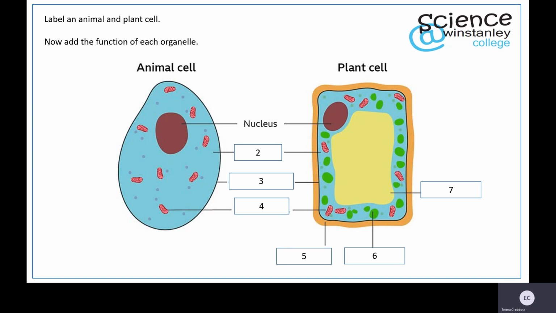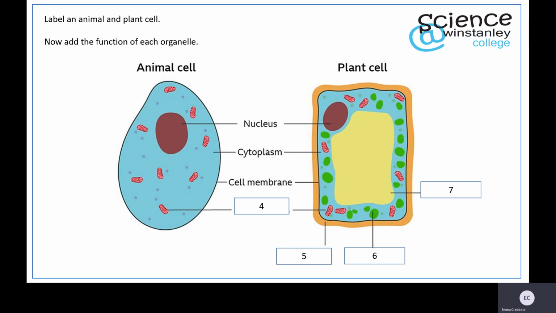So number 1, pointed to that big blob in the animal and plant cell, is a nucleus. Number 2, which is pointing to that blue jelly-like substance, again in both the animal and the plant cell, is pointing to the cytoplasm. Number 3 is pointing to the black line that surrounds the animal cell and the plant cell, but it's slightly more inside for the plant cell, and that is your cell membrane.